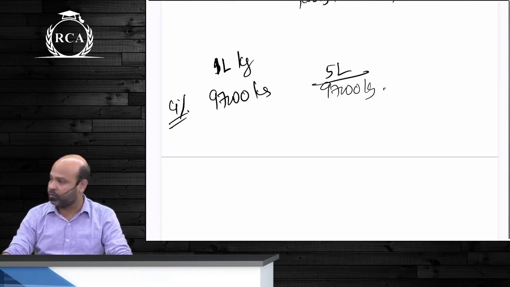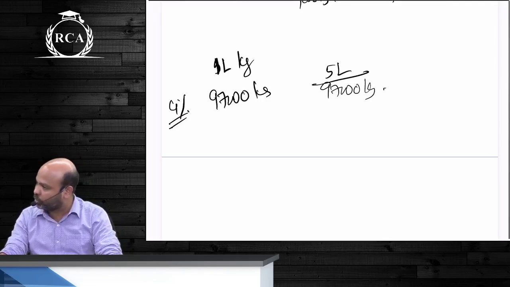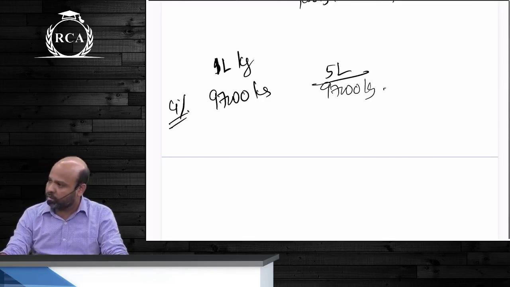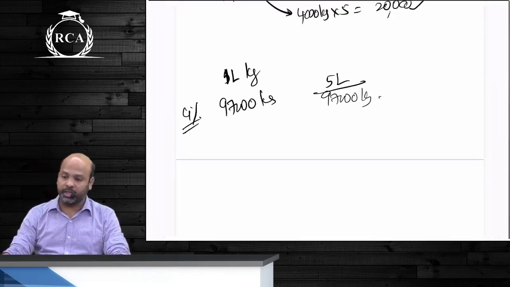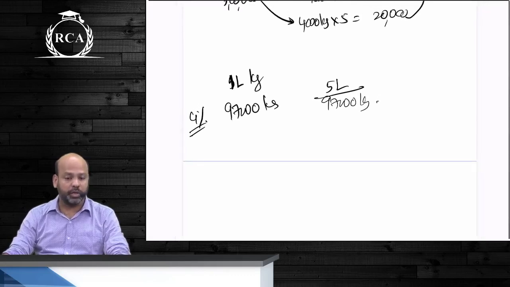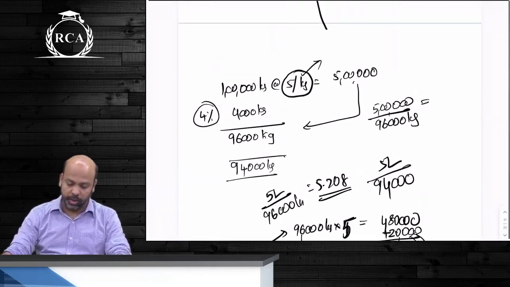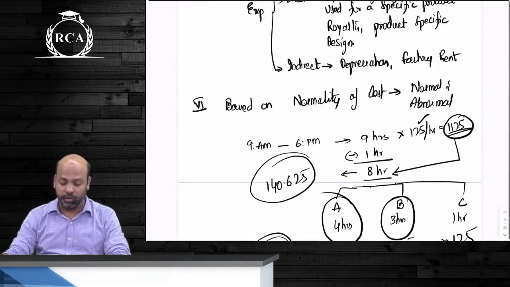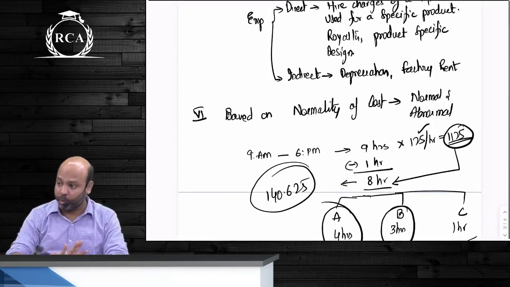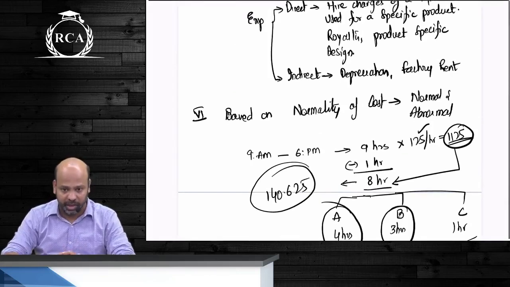Any doubt in this? Understood what is the treatment of normal loss? What do you do with normal loss? Automatically adjust it to the cost of the remaining good units. What will you do with abnormal loss? Transfer to P&L account. Do not include it in the cost of the remaining units. It can be employee cost, it can be material, it can be anything.